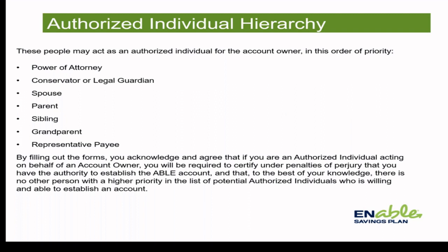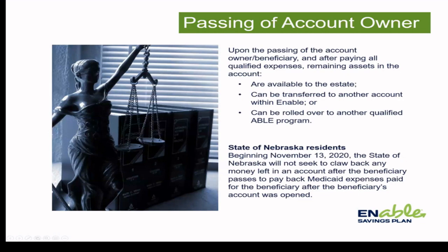All right, so passing of an account owner. When an account owner passes away, there are a few different options. The money can go to an estate. If the account owner has an estate with other assets in it, it could be transferred to another ABLE account, or it could be rolled over into another qualified ABLE program. To be able to roll over, it would need to be rolled over to a sibling or some sort of family member. And siblings, if the children are adopted, those would count as siblings under our rules of family.